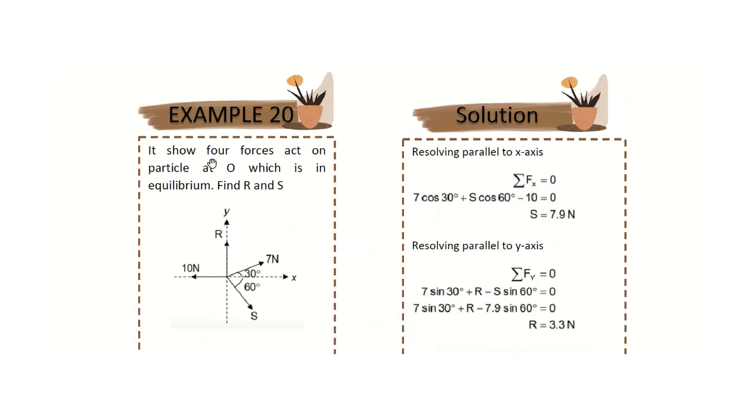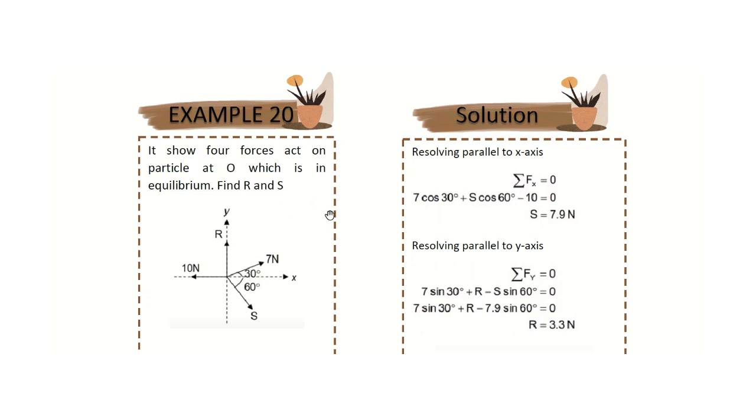Okay, look at this example. It shows 4 forces acting on particle O which is in equilibrium. Find R and S. So here we have 4 forces, 10 Newton, R, 7 Newton, and S acting on particle O. Particle O is in equilibrium. Here the question states that the forces are in equilibrium. So then we want to find R and S.